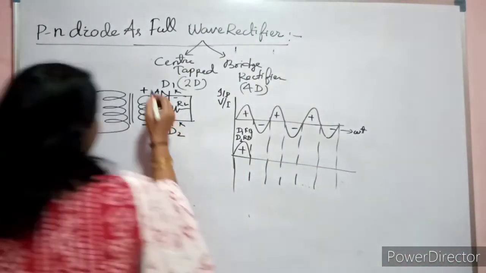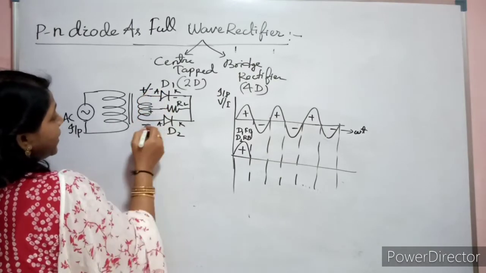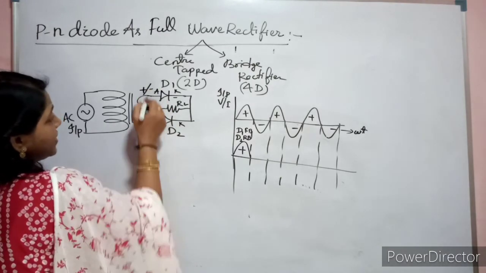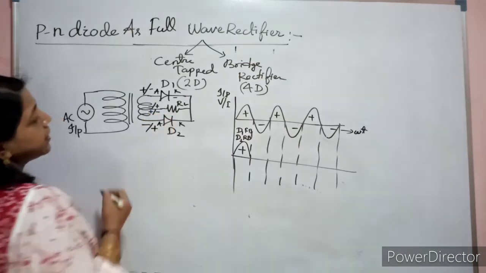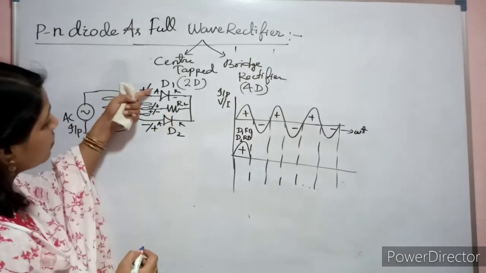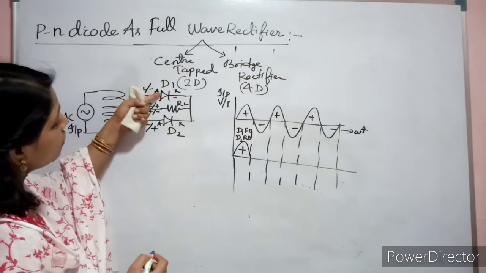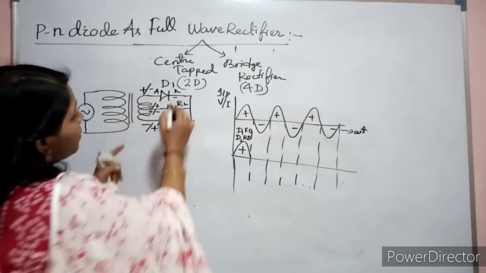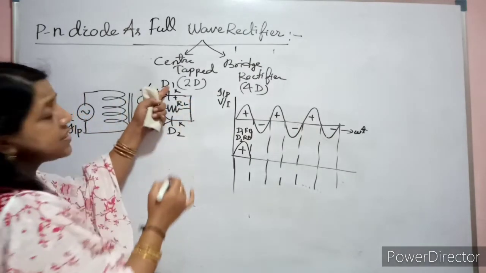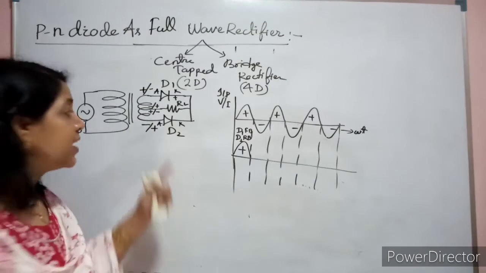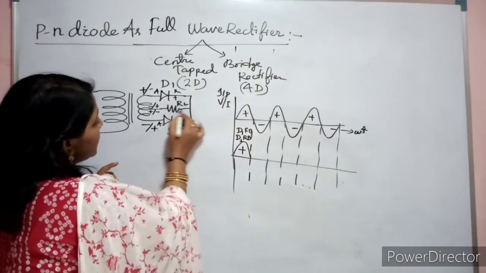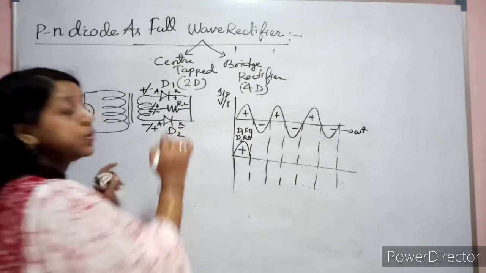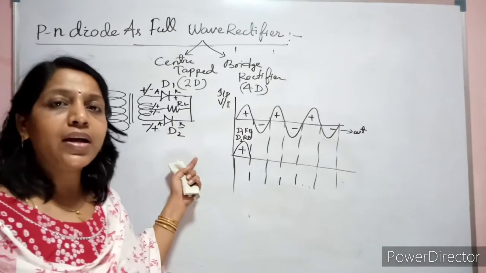So, when you go for negative half of input, this will be negative, this will be positive. If it is negative, then alternately this will be positive, this will be negative. Now, see the second sign mark. When negative is given to anode and positive is coming to cathode, obviously D1 is reverse biased. Now, coming to your diode D2, here anode is given positive, this negative is coming to cathode. So, D2 is forward biased.